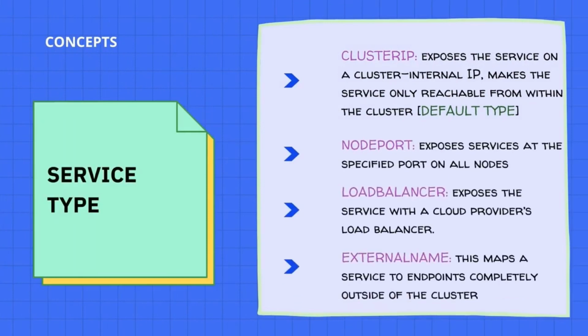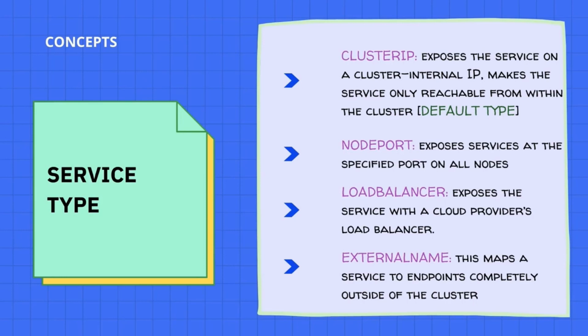Moving ahead to the service types. We have four different types of services available. The first one is called cluster IP. Cluster IP exposes the service at a cluster level only. So it doesn't expose it to the outside world. It just exposes it within the cluster itself. And this is the default type.